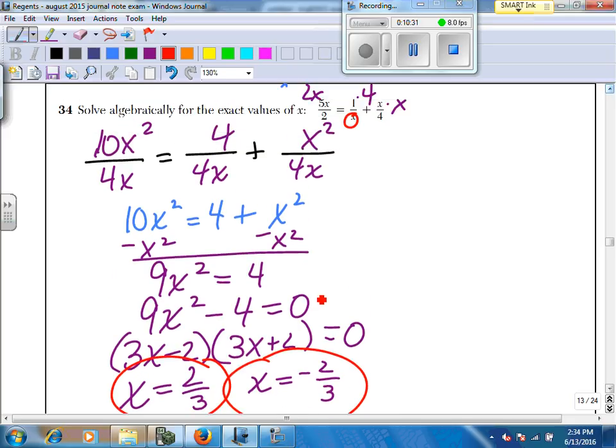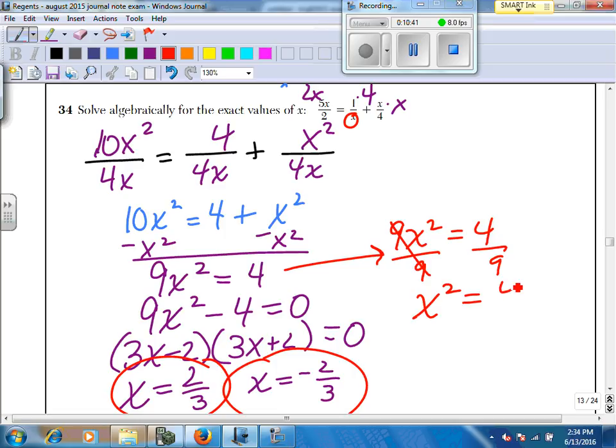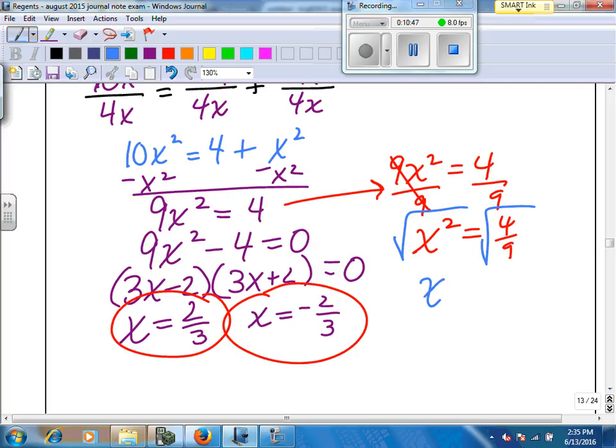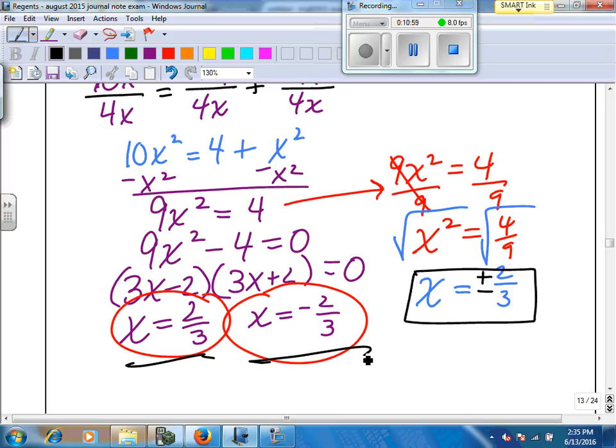Now, from here, actually not from there, from here, you could have chosen to do this a little differently. Could have divided by 9 and then taken the square root of both sides. The problem I have with that is usually when people do that, they just write 2/3. If you're going to do it that way, you have to put plus or minus 2/3. So you still get the same two answers. Okay? You don't need to put both ways, obviously, but one way or the other.